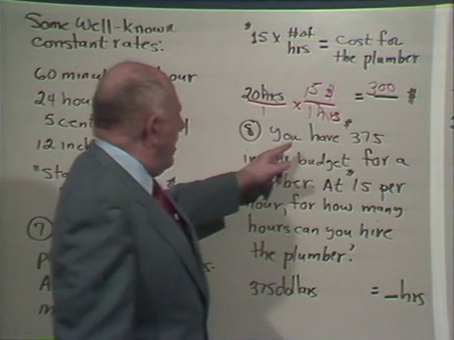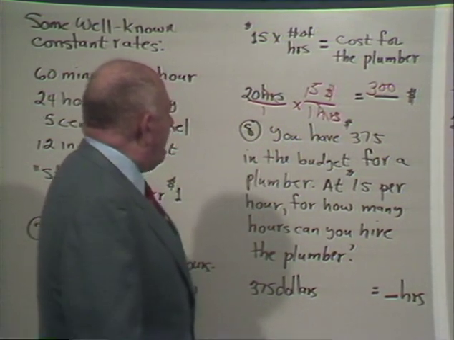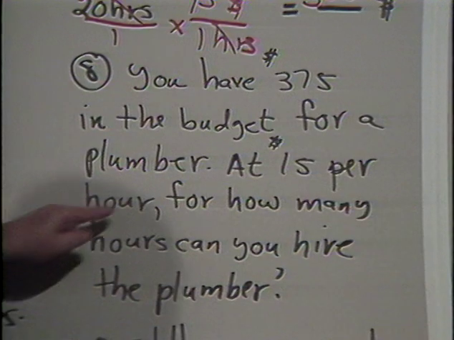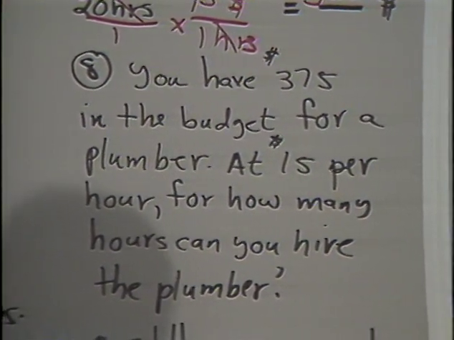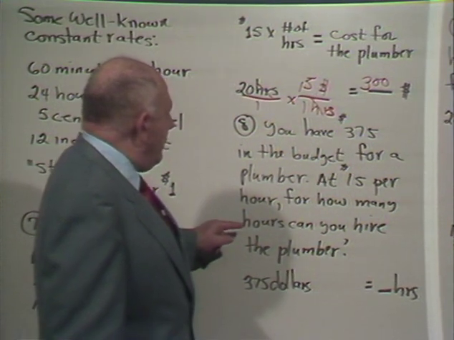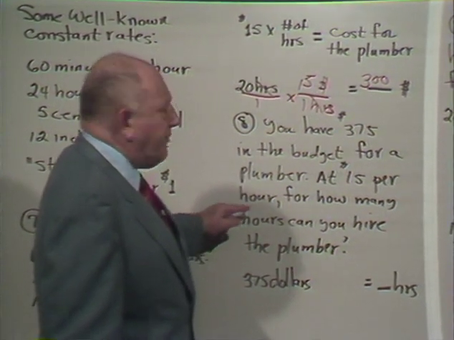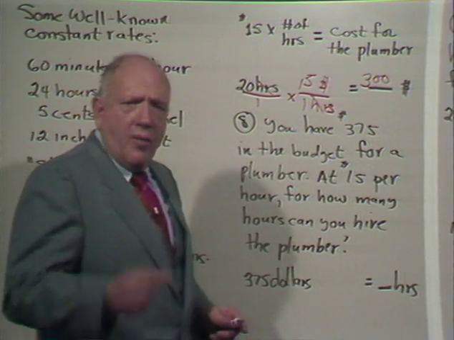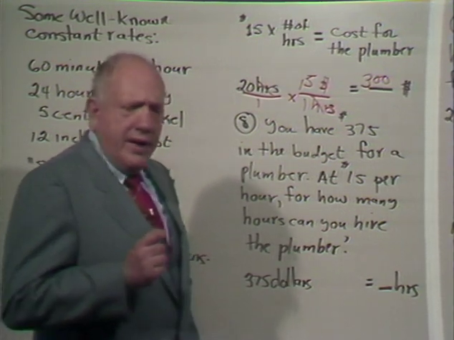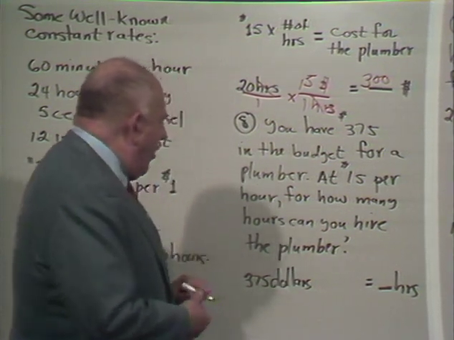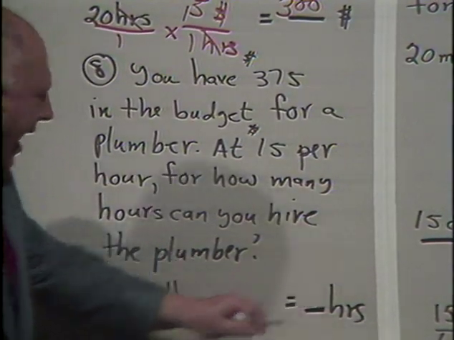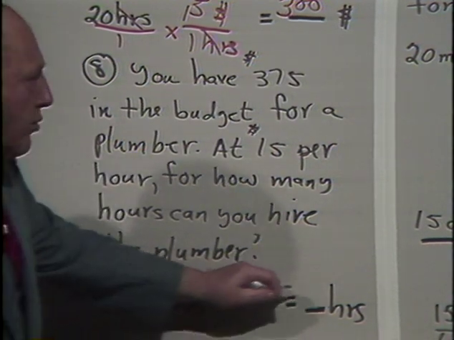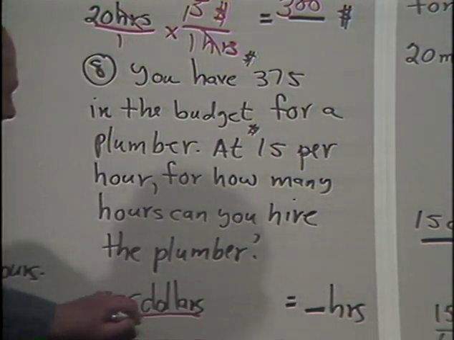In problem number 8, it says you have $375 in the budget for a plumber. At $15 per hour, how many hours can you hire the plumber for? See, what happens now is that instead of being given the number of hours and finding the cost, you're given the cost and want to find the number of hours. That would be a division problem. But doing it our way, you say what? $375 gets you how many hours? $375 equals blank hours. And how do we solve the problem now?